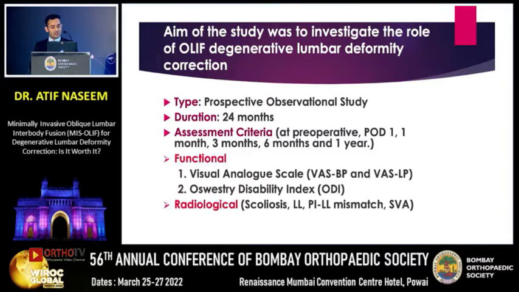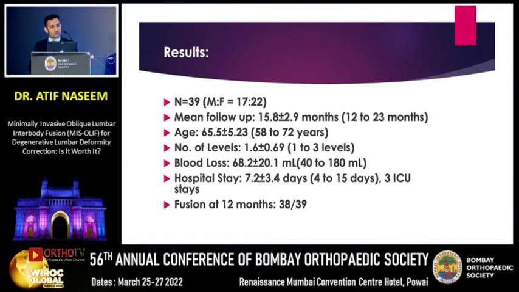Radiological variables are assessed in terms of scoliotic angles, lumbar lordosis, PI-LL mismatch, and sagittal vertical axis. We have also recorded the intraoperative, perioperative, and complications. So for the final analysis, we have 39 patients with a mean follow-up of 15.8 months. The mean age was 65 years, with the number of levels intervened being 1 to 3 levels.